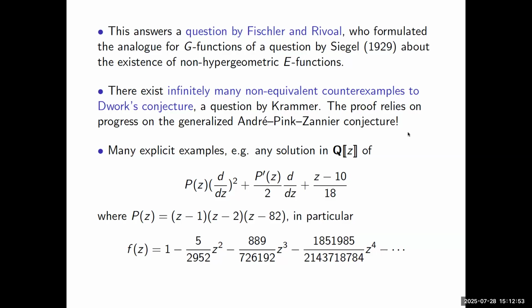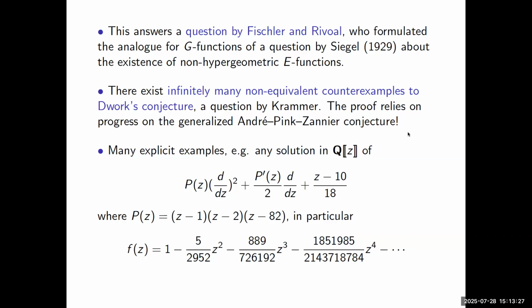So maybe some comments. The first comment is that this is very explicit. You can produce explicit examples, as many as you want. Here's one, for example. You look at this differential equation where p is this polynomial, written down in a paper by Chernovsky and Chernovsky. Any solution in power series with rational coefficients, for example the one that starts like this, is an example of this theorem.